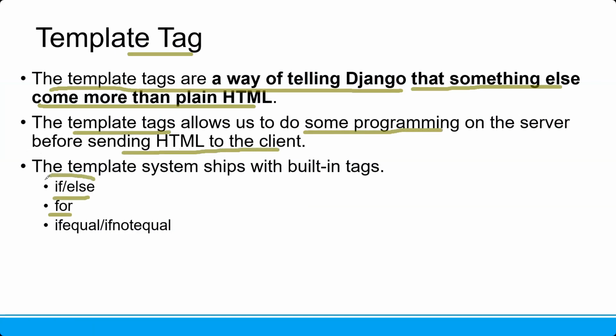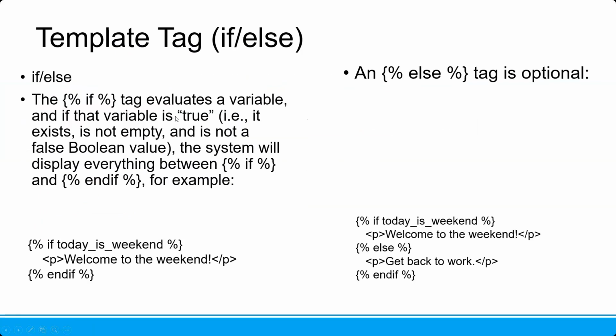So we are going to learn at least three things: if else, for, if equal, if not equal. First, if else. If you know about the if function in Python, it will not be difficult to understand this one. For if else, we write the tag with the curly bracket and percent, and then if, percent, and then closing.